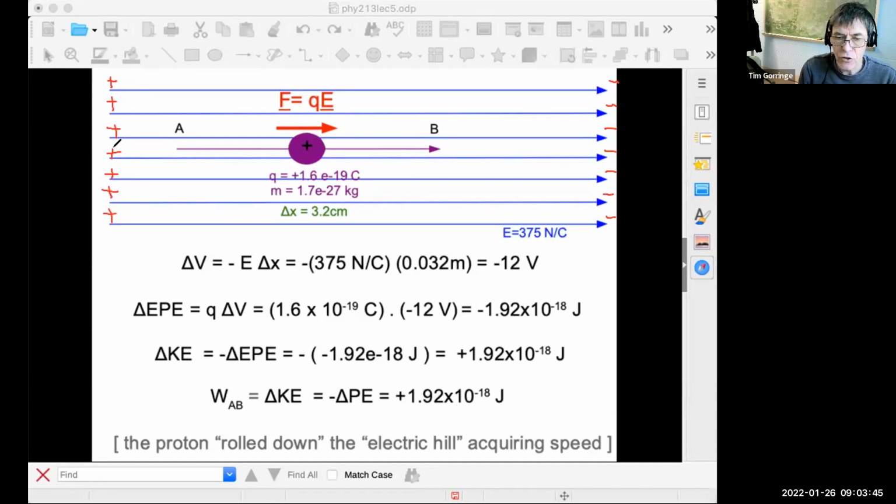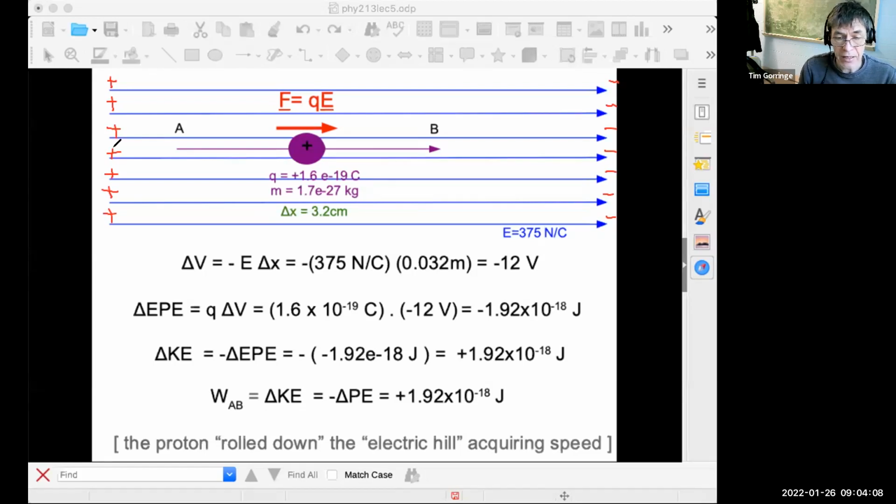That means it's transferring energy to the proton. So energy is being transferred to the proton by the positive work. That means that the proton's kinetic energy is going to get larger. The speed is going to grow. And the potential energy is going to decrease because that's where the energy is coming from.